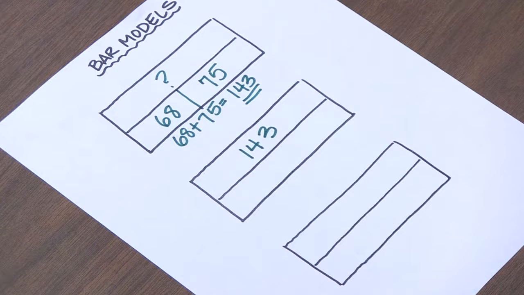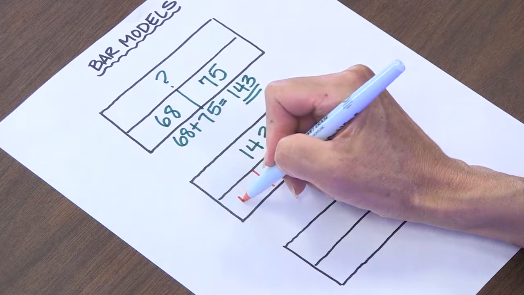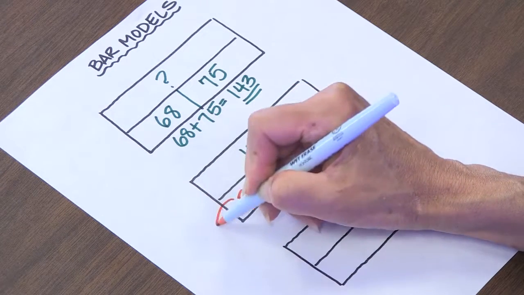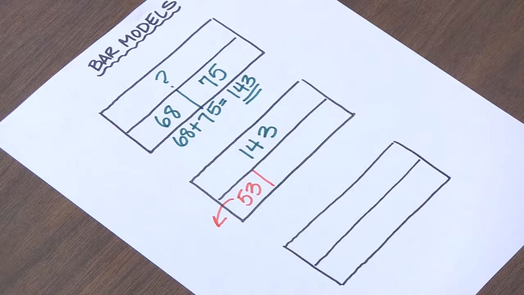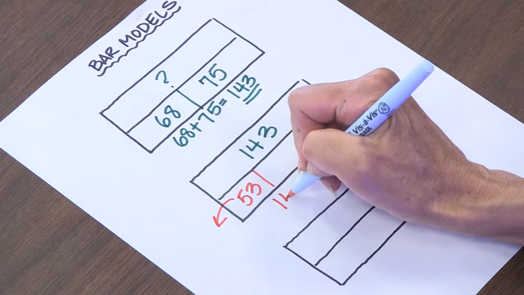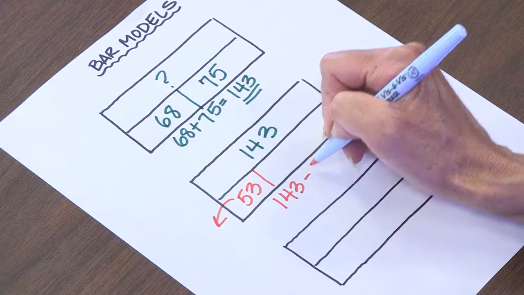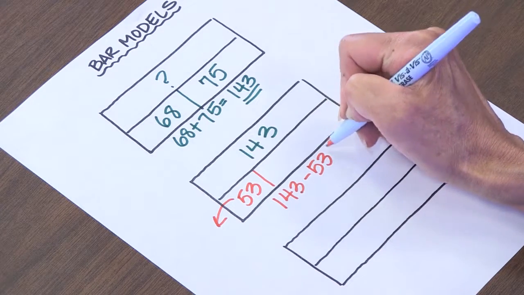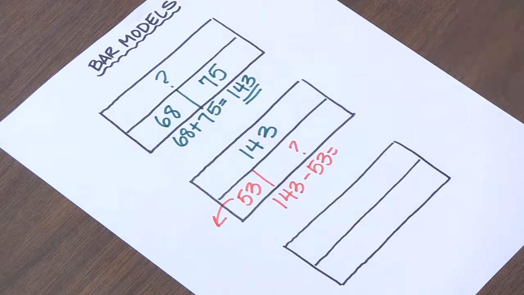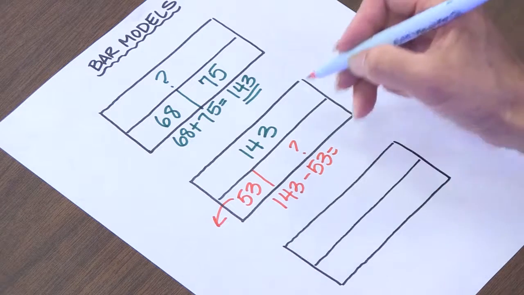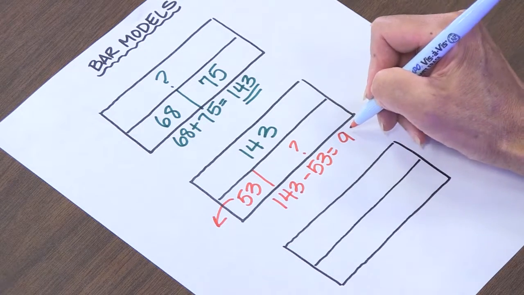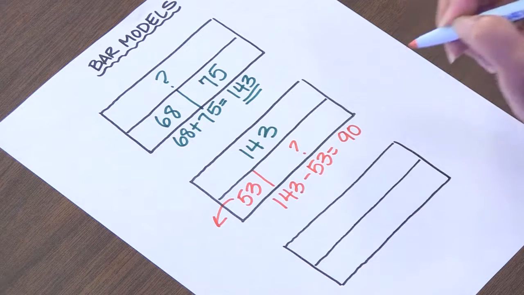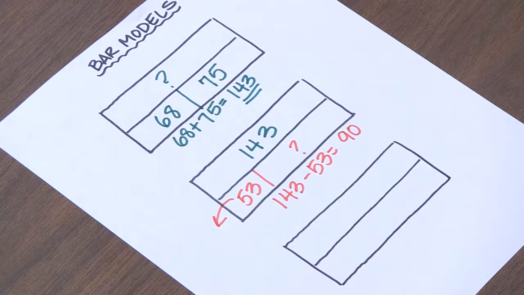We now have to take away 53. Let's draw an arrow to remind us that we are removing 53 of those items. How would you write this equation? 143 minus 53 equals the number of items Mr. Dennis still has. And doing the math, I get 90. So Mr. Dennis is left with 90 pencils and erasers.